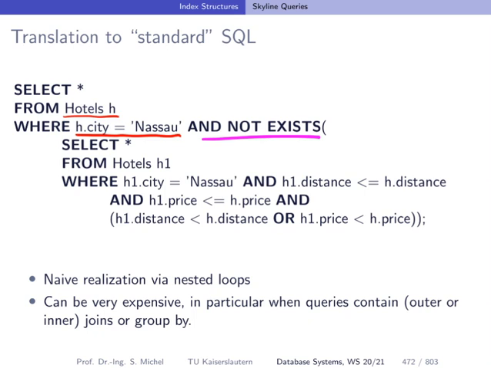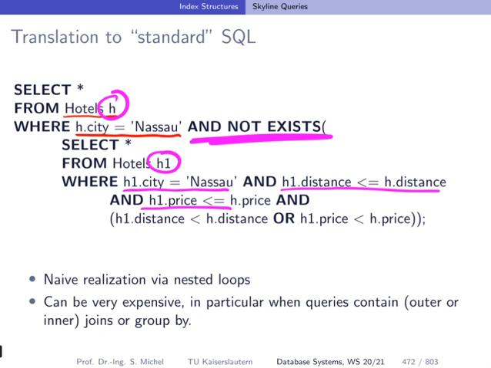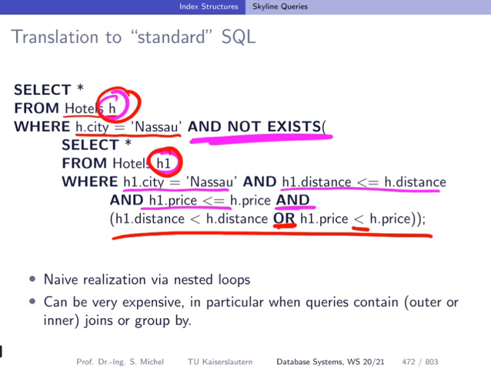How do we write that? We have the hotel H, and there should not be any hotel H1, whereas H1 is from the same city, Nassau, and the distance of H1 is smaller or equal to the distance of H, and the price is smaller or equal to the price of H. And now importantly, there should be one of these two which is strictly better. So either the distance is strictly smaller, or the price is strictly smaller. And in case there is no such H1, H will be in the result.